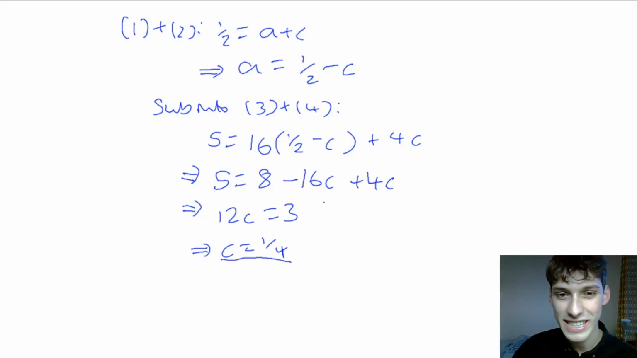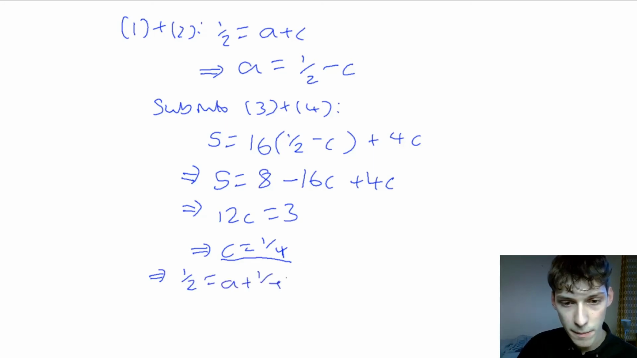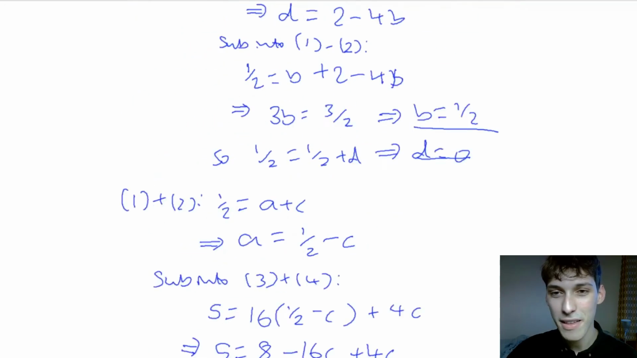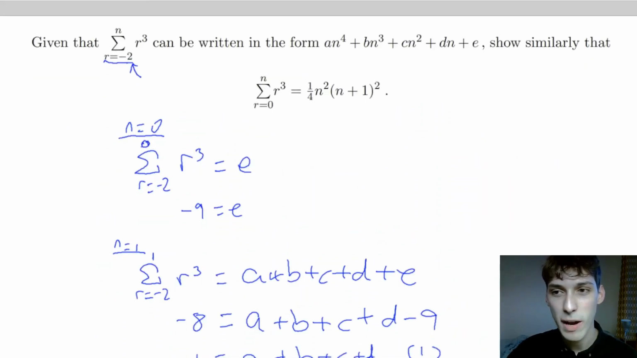Finally, just need to get one more left. So we have half is equal to a plus c, which gives us that a half is equal to a plus a quarter, which gives us that a is also equal to a quarter. Okay, so we found our values for A, B, C, D and E. And now if we just reread this bit of the question, we want to show that the sum from, again, r is equal to 0, not minus 2 this time, is equal to this kind of factorised quartic.